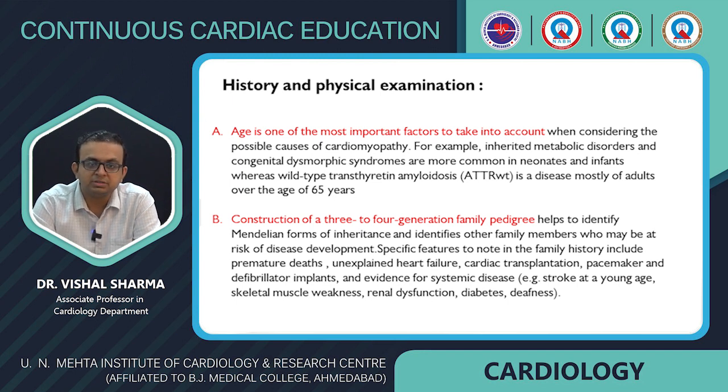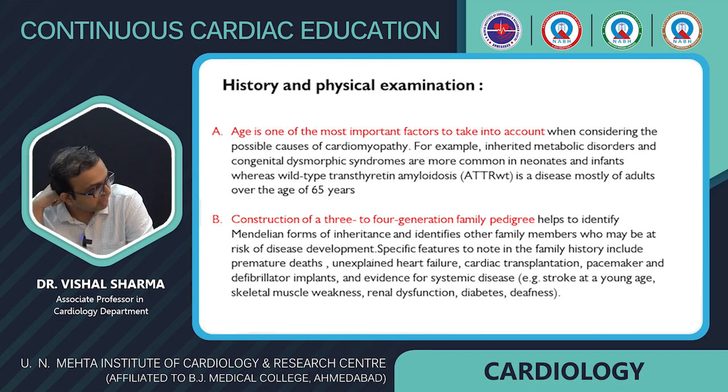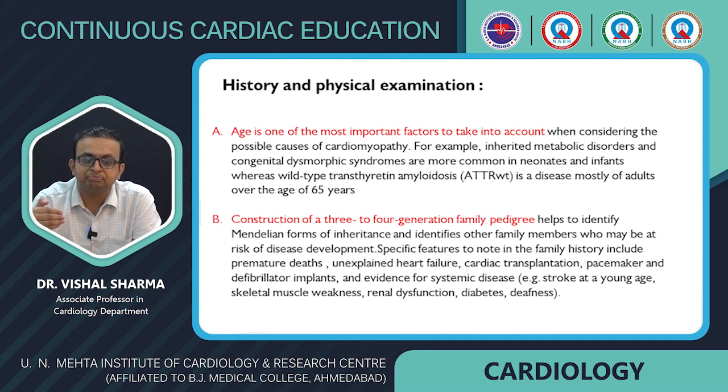Similarly, what is the importance of forming a 3 to 4 generation family pedigree? This cannot be emphasized more because it is really important. Most genetic cardiomyopathies are autosomal dominant, followed by autosomal recessive, X-linked, and finally mitochondrial variants. So if you have proper pedigree charting, you can guide the patients for further genetic testing and further evaluation.